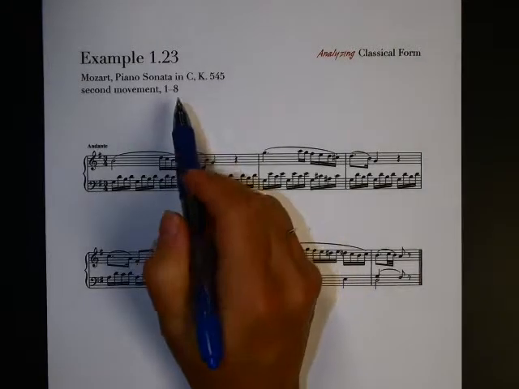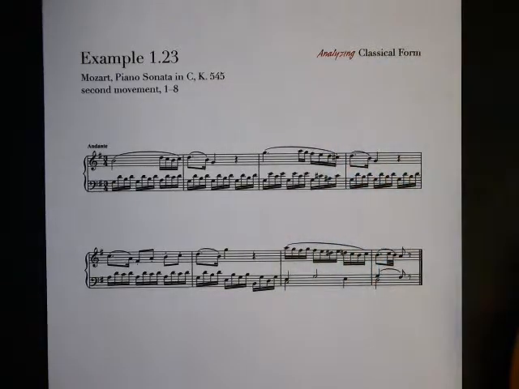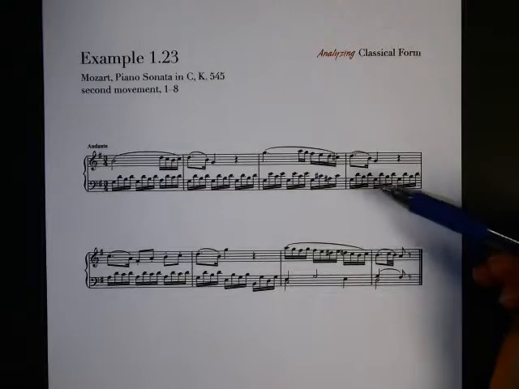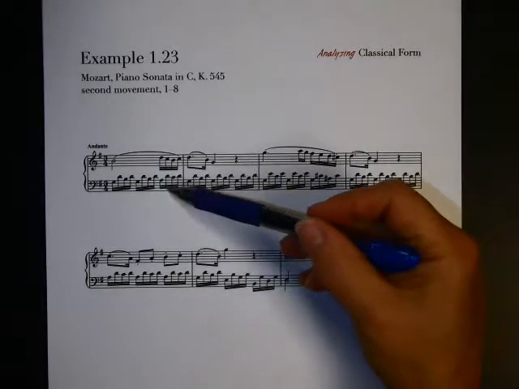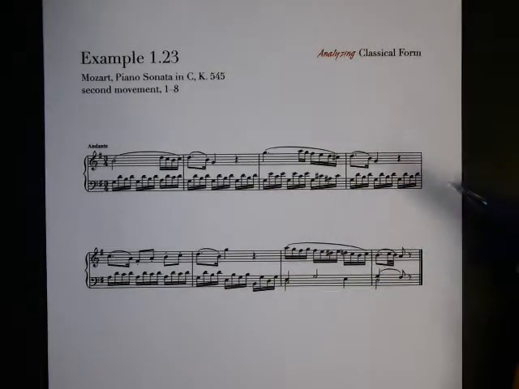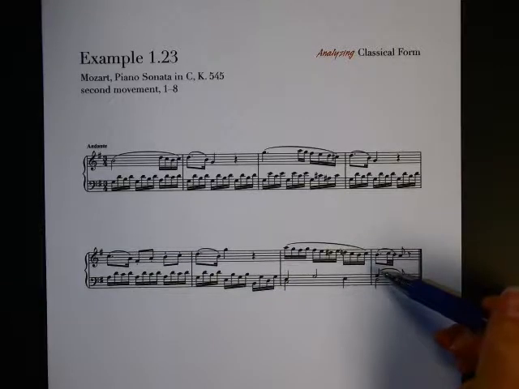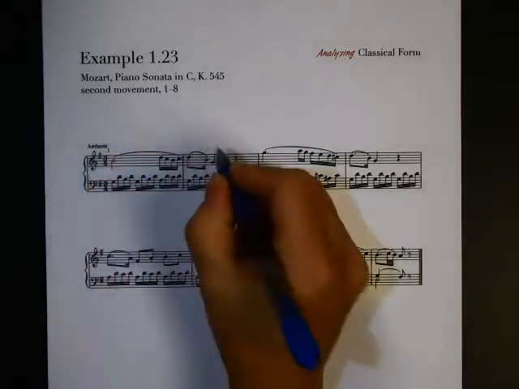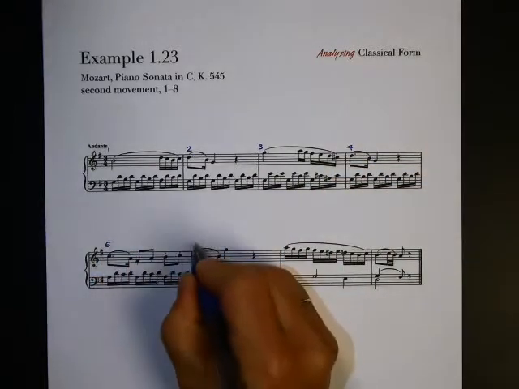This is our mini lecture on example 1.23 from Analyzing Classical Form. The expectation is that you have a printout on which you can take notes and that you've already been to the website and you've listened to this multiple times, such that when you look at the notation, you hear the music. We'll be looking at 4 specific structural events in this excerpt. I'll go ahead and measure the numbers. That will be easier when we're discussing this.